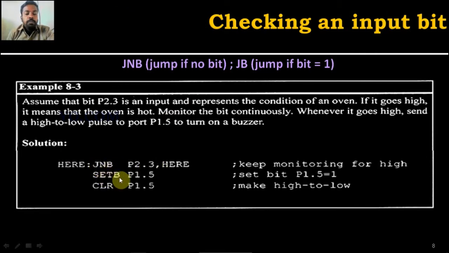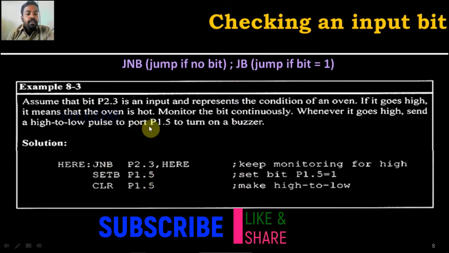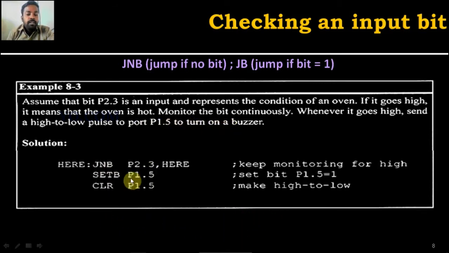Then SETB port 1.5 sets it to 1, and at that time the buzzer will turn on. After some time we clear port 1.5, then the program is terminated, so the buzzer is automatically switched off. This way we can check a particular pin by using this loop.